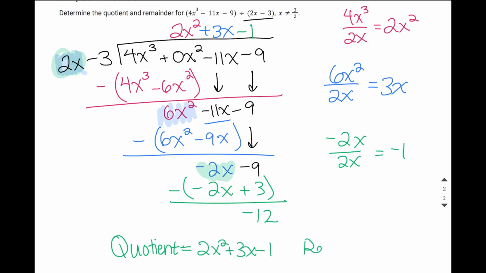And that my remainder, because it's asking for the quotient and the remainder, is going to be this negative 12 that I have right here.